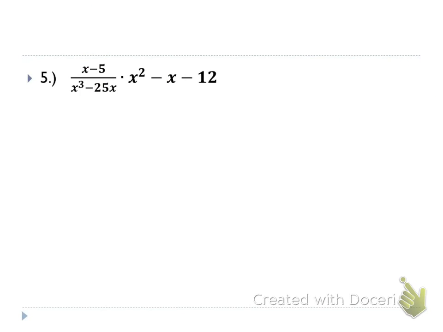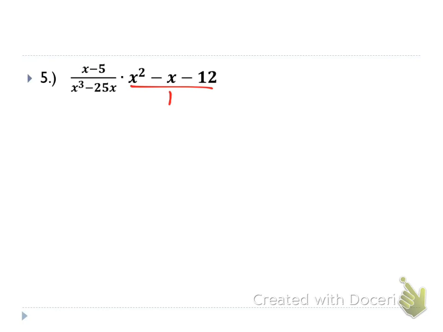All right, number 5 looks a little bit different right now. How could I change this so that these are both written as fractions? Natalie? Put the second polynomial, second piece, over a 1. So now they're both fractions. We've got 2 numerators and 2 denominators.